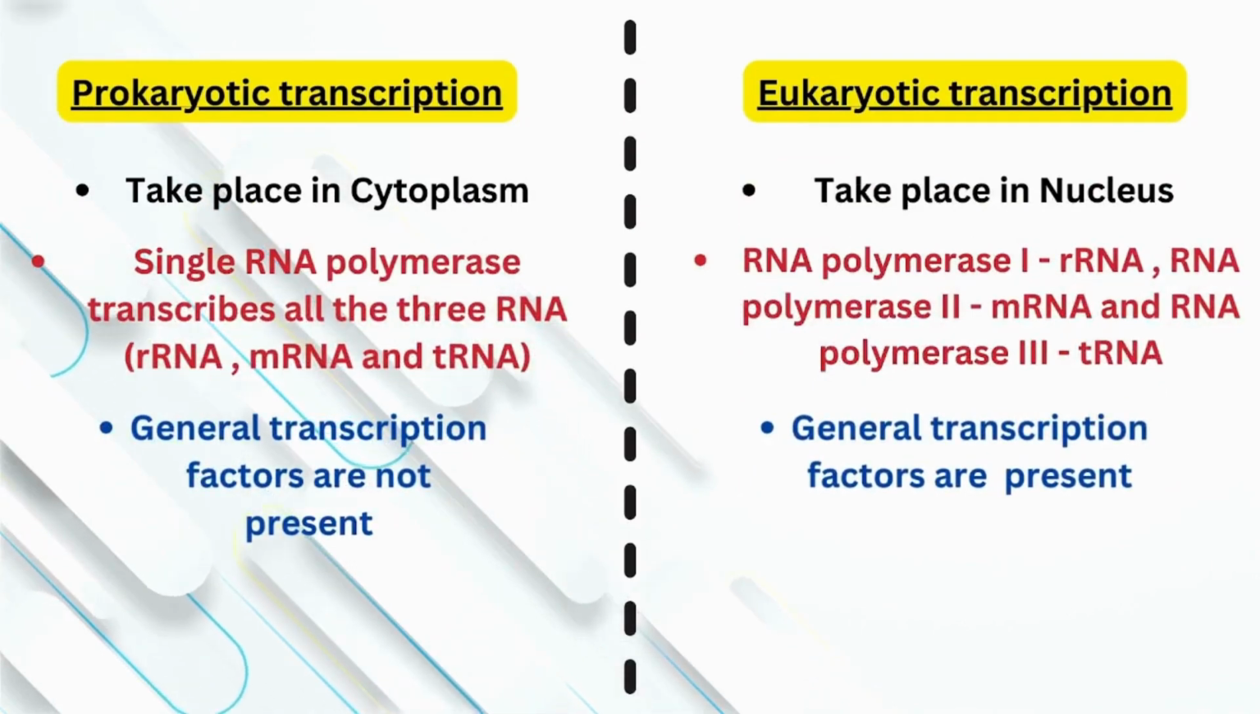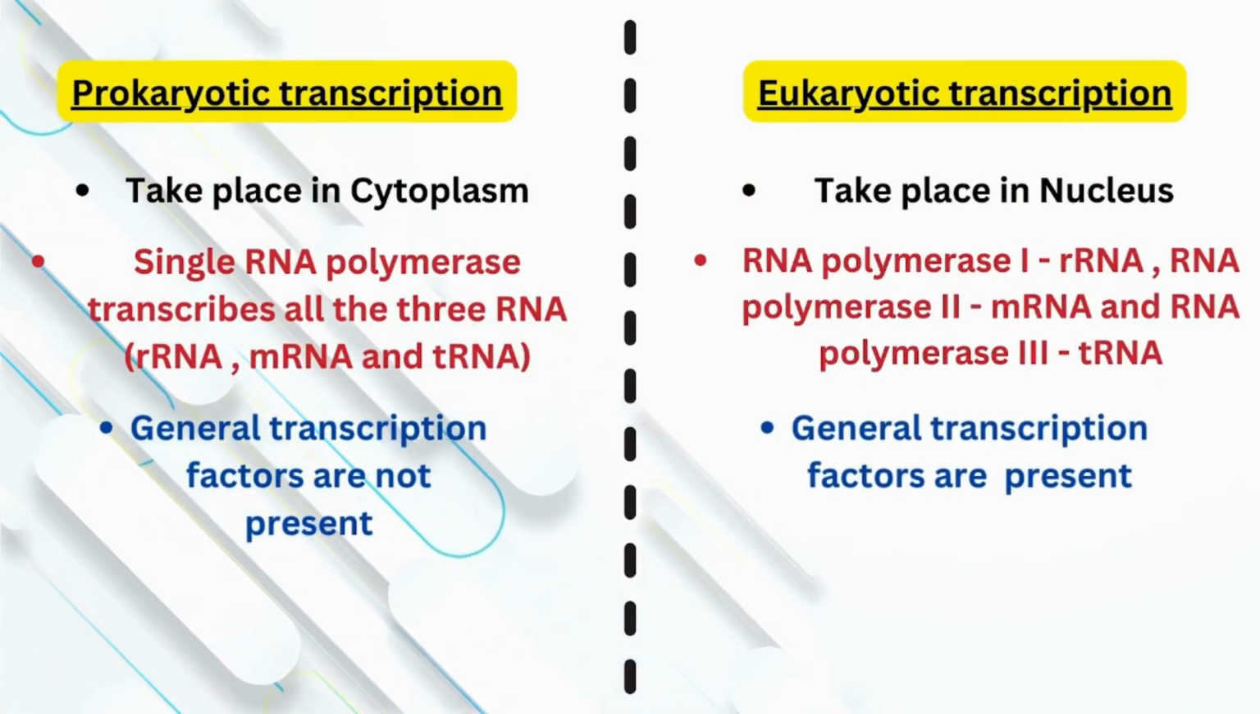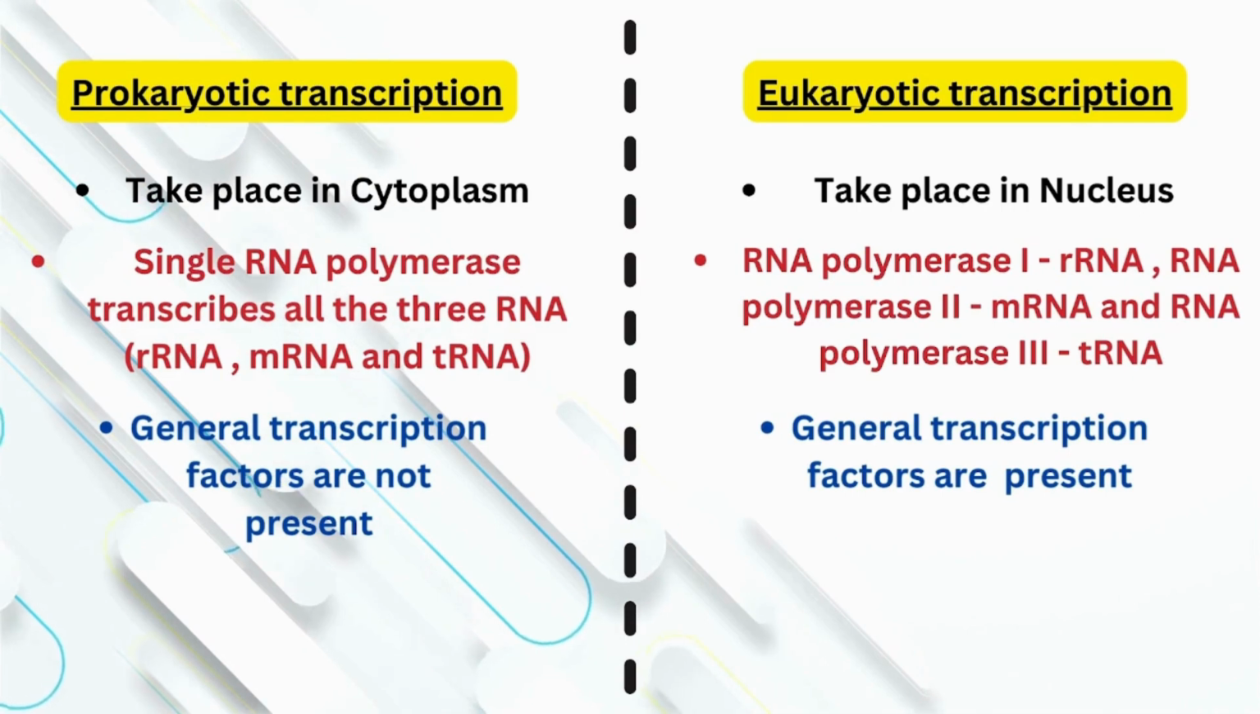In prokaryotes, general transcription factors are absent. That means the RNA polymerase is directly binding to the promoter. There are no connecting links present, whereas in eukaryotes, general transcription factors are present, because of which RNA polymerase II is indirectly binding to the promoter, and the connecting links are the general transcription factors.